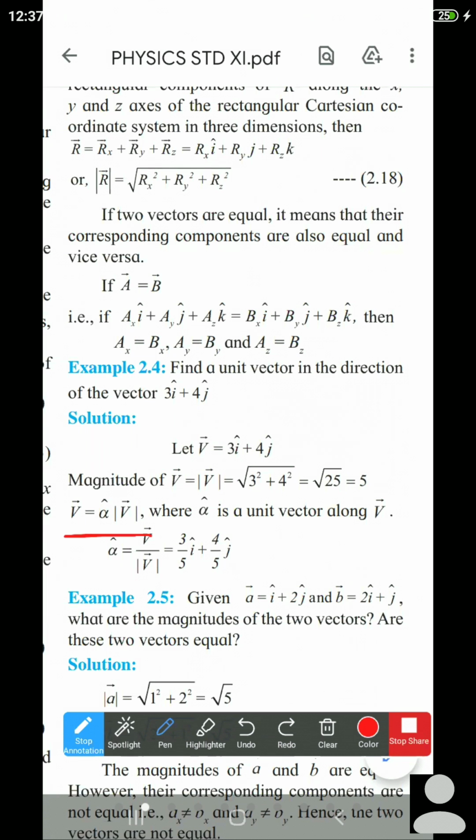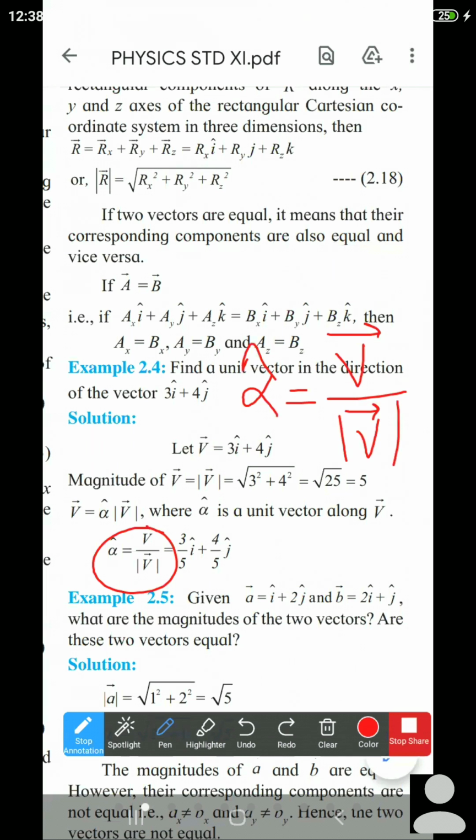वेक्टर v इज इक्वल टू अल्फा कैप into magnitude of v, where alpha cap is a unit vector. और यही हम लोगों को फाइंड आउट करना है ना, अल्फा कैप. तो ये फॉर्मूला मैंने बताया था तुम लोगों को अभी. अल्फा कैप इज इक्वल टू वेक्टर v अपॉन मैग्नीट्यूड ऑफ वेक्टर v.